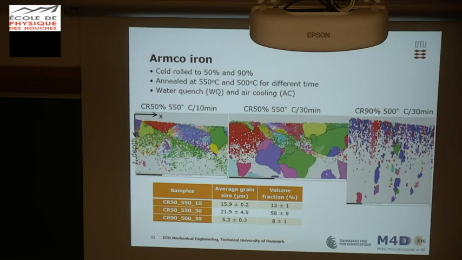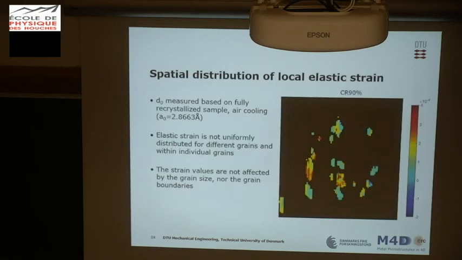And for this one we have 90% cold rolled and annealed at 500 degrees for 30 minutes. We compare these two: we have a similar amount of partial recrystallization, but the microscopic strain is different. Also, the sample has been cooled, one side by water quench, one side by air cooling. And this is one typical strain mapping. So using this technique, we can map the strain within the recrystallized grains, and the strain component is along the RD direction of the samples.